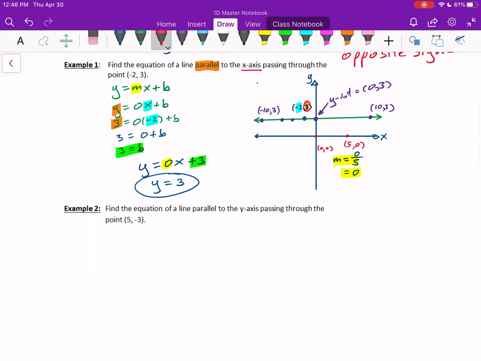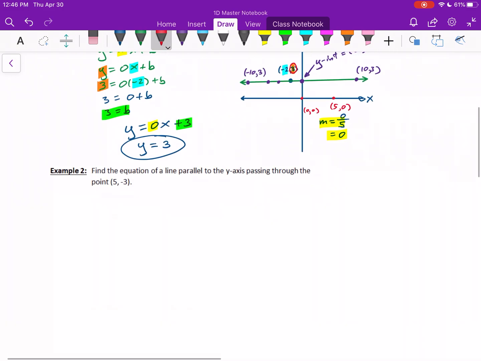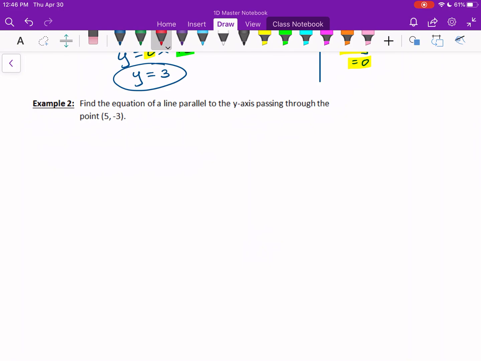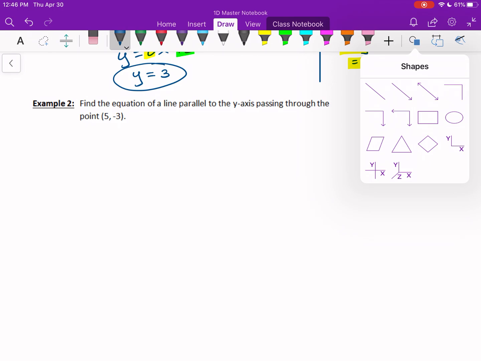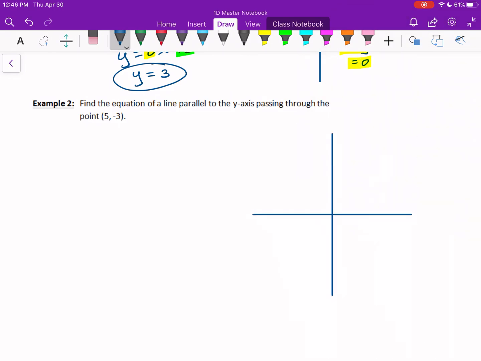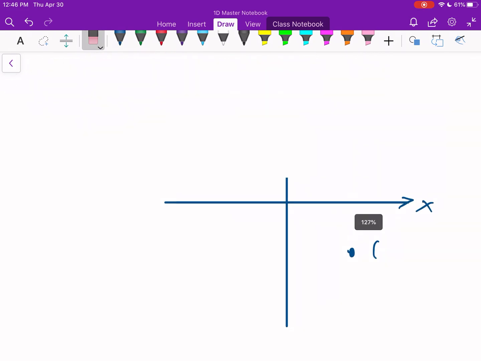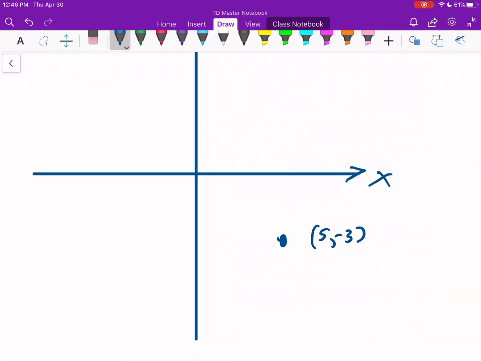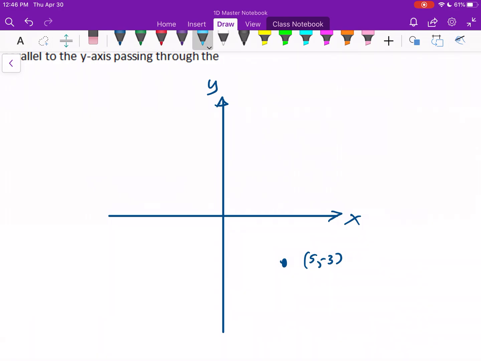All right, example 2: find the equation of a line parallel to the y-axis through the point (5, -3). Okay, let's draw a graph. y, x, (5, -3) would be somewhere around here. Okay, here's 5. That's not very tidy. (5, -3). If it's parallel to the y-axis, then it's going to be something like this. Let's move that over a bit so it's on the line. Okay, parallel to the y-axis.